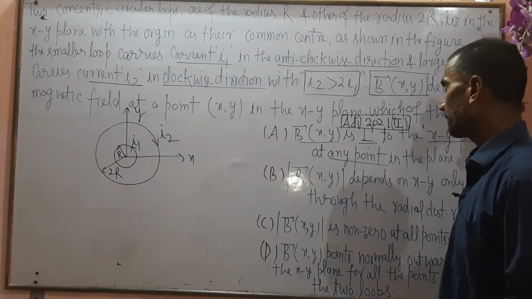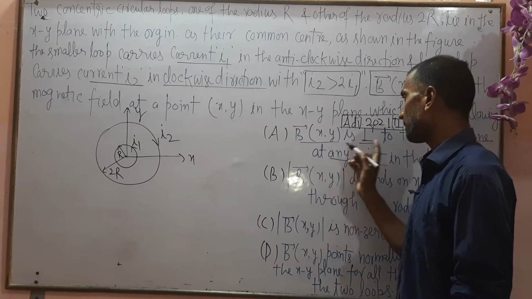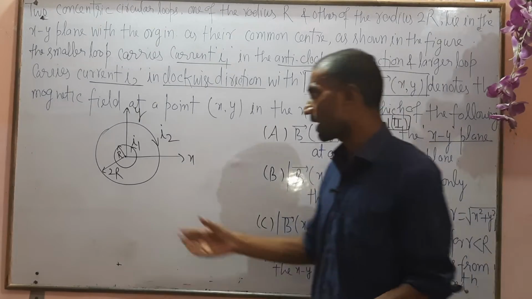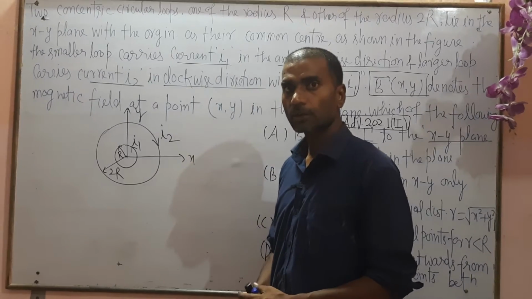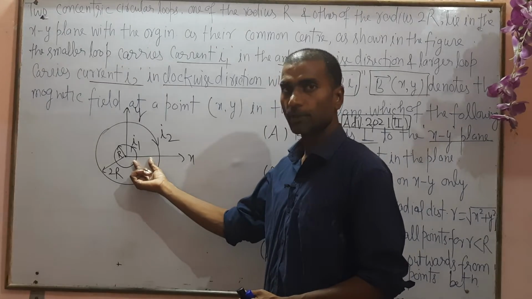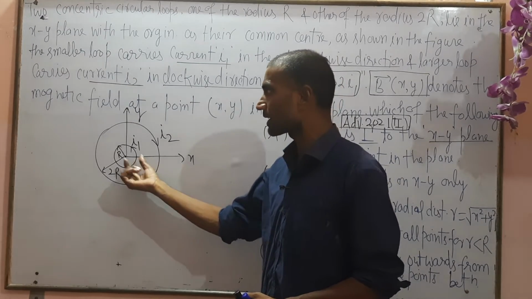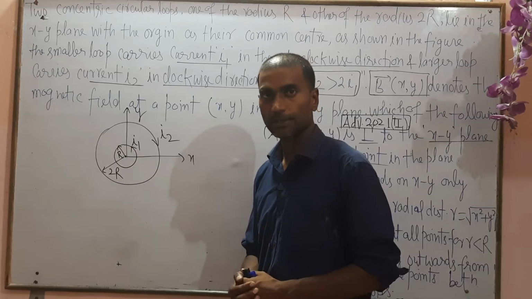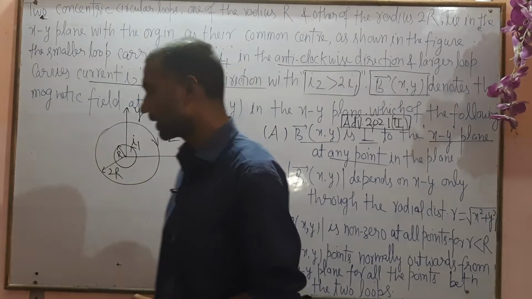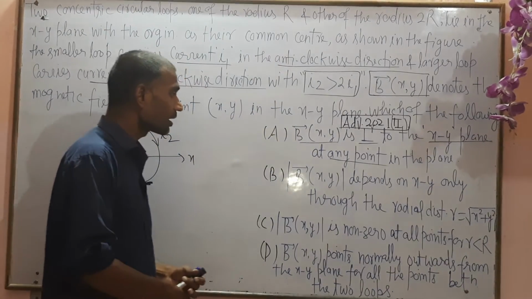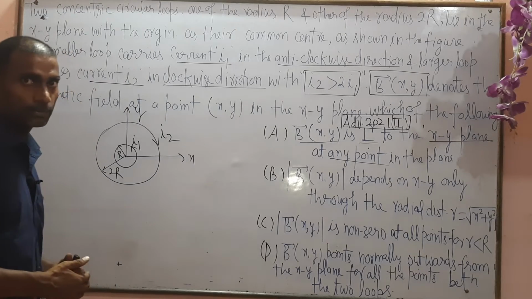In the xy plane, the magnetic field B is perpendicular. Check whether at all points the magnetic field is perpendicular to the xy plane. That is option A. So let us check the magnetic field. We know the Fleming right hand rule.